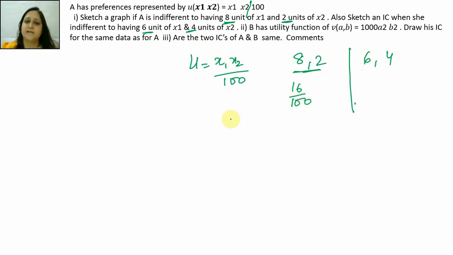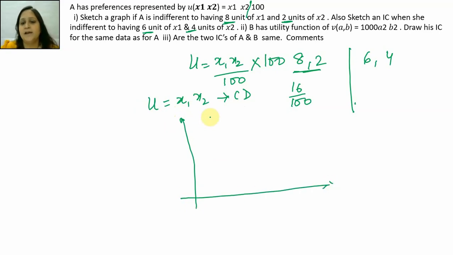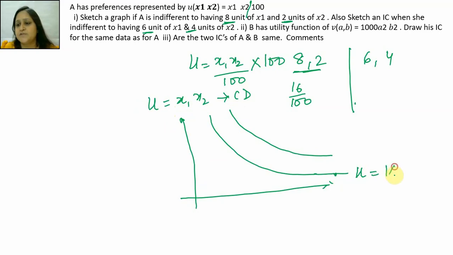Actually, I don't have to solve it like this. You know the reason I gave this question? Because I wanted you guys to have practiced the monotonic transformation, which means that my U is equal to x1, x2, which means it's a Cobb-Douglas. The moment I know that it's a Cobb-Douglas, I know my life is simple. I just have to draw these curves. So 8 comma 2 will be some point like this here, and this curve will give me a utility of 16 because 8 into 2 is 16. The other point will be 6 comma 4, which will be some point here, and this will give me utility 24. Right? So this is my first part. Very simple. The only trick is that you had to do the monotonic transformation.